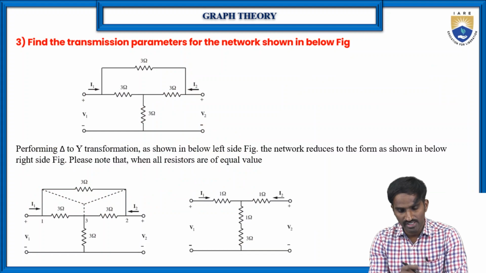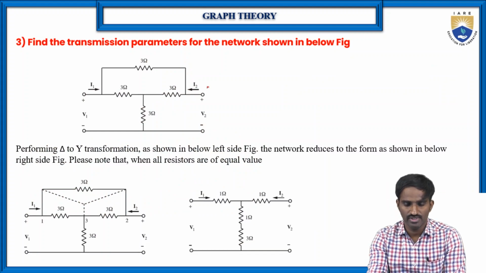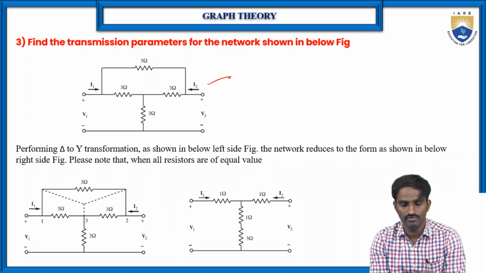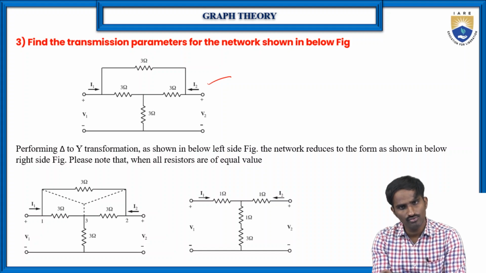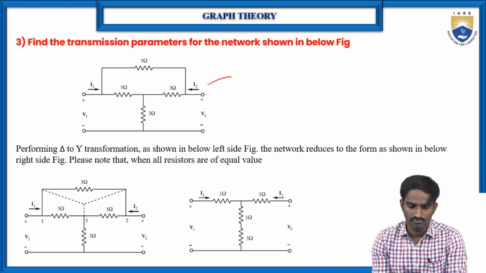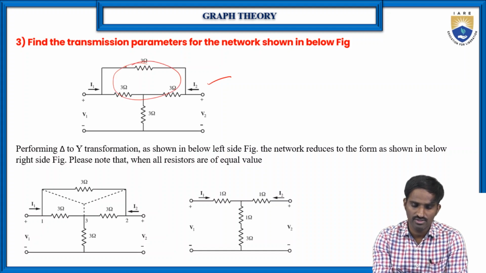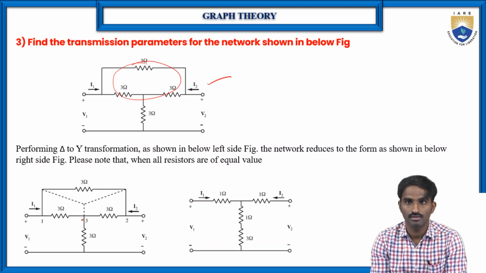Then let me take one more example. Okay. So here, suppose you get a circuit like this, if you want to find the ABCD parameters for the circuit as it is, it is a little bit difficult. So for that, what we are going to do is first reduce this circuit into the standard form of the pi or T network. So for that, just convert this delta network into the star. So like this, star, right?